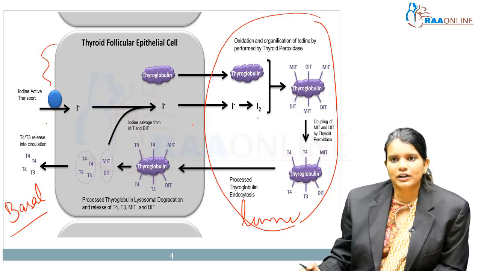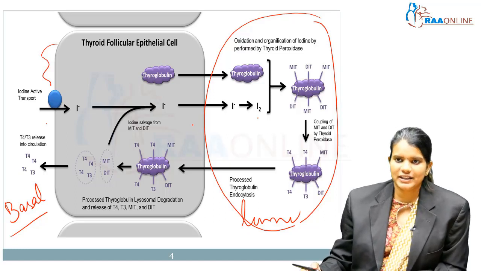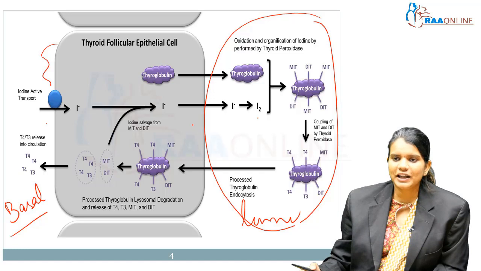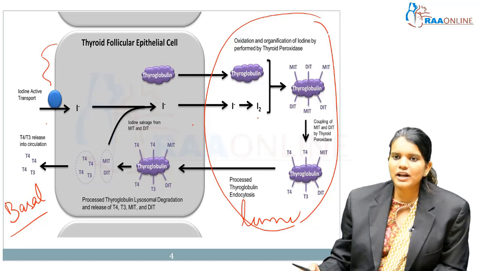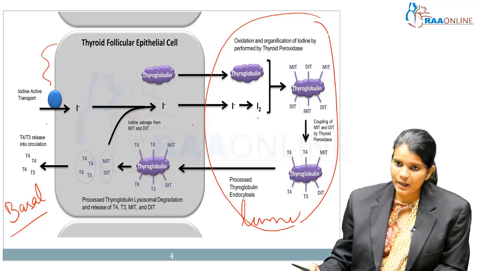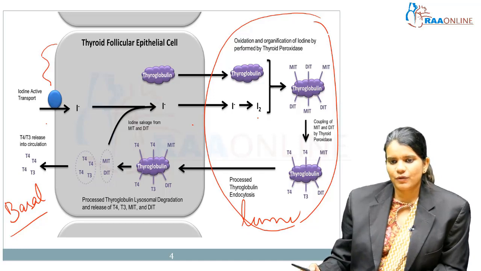Oxidation and organification of iodine is performed by the thyroid peroxidase enzyme, and then coupling of MIT and DIT by the thyroid peroxidase happens. So two diiodotyrosines form the T4, and one monoiodotyrosine and one diiodotyrosine forms the T3. So that is the mechanism of formation.